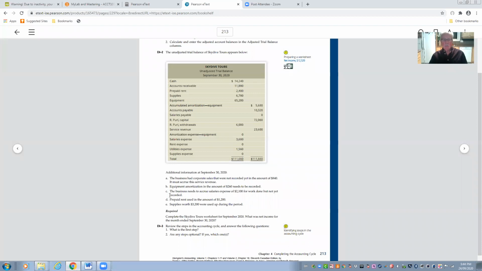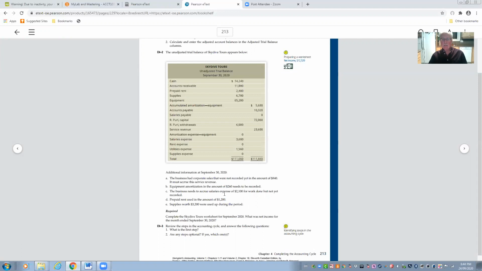If we look at item C, the business needs to accrue salary expense for $2,100 for work done but not yet recorded. So once again, we're doing adjusting entries always at the end of the month, and we're adjusting for things that have happened. In this case here, the work has been done by our employees. We haven't paid them yet.